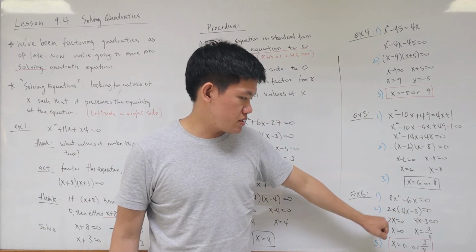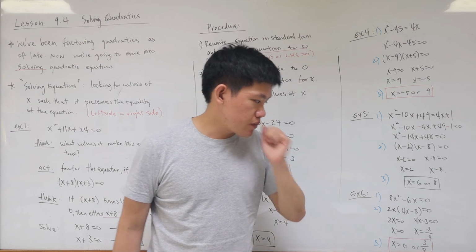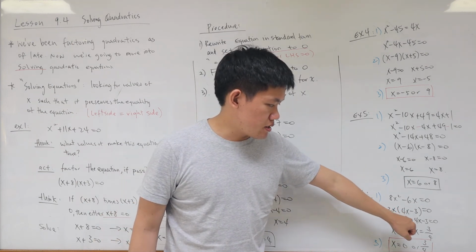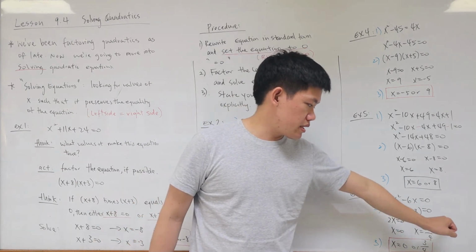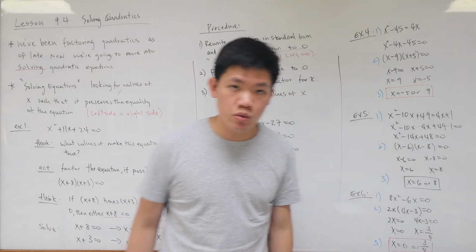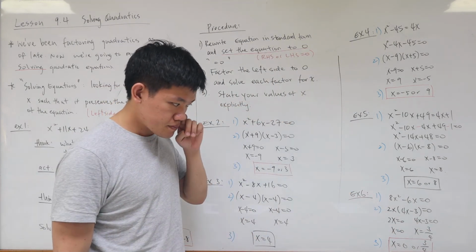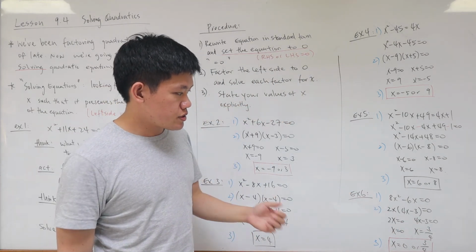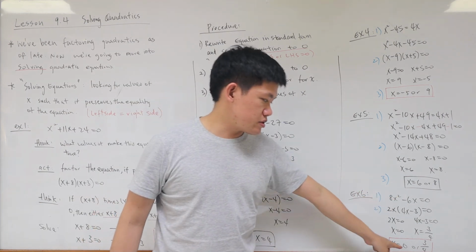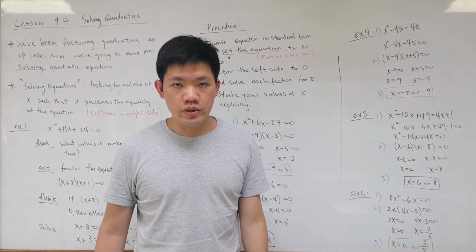Solving this, 2x = 0, so x = 0. The other one is 4x - 3 = 0, so move the 3 to the other side and divide by 4, and you end up with 3/4 as the other solution. So the solution to this equation is x = 0 or x = 3/4.